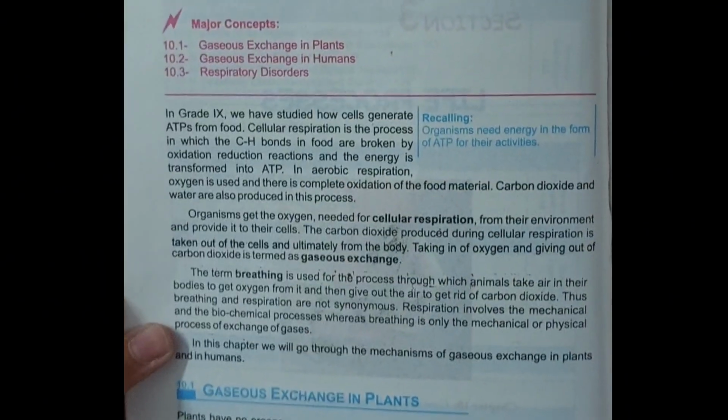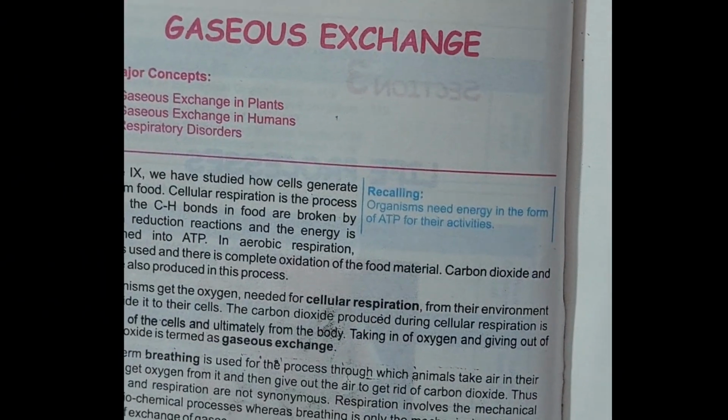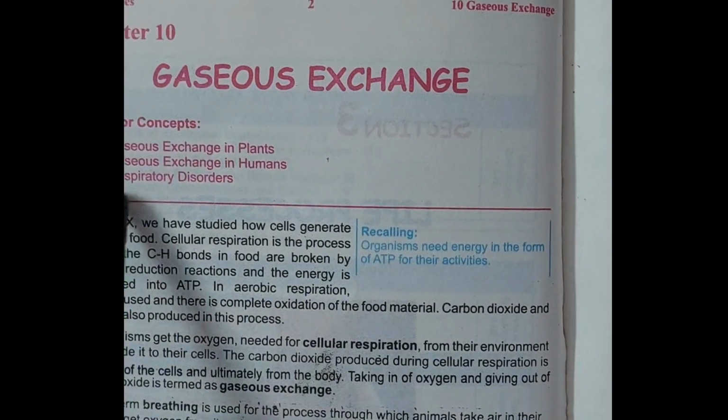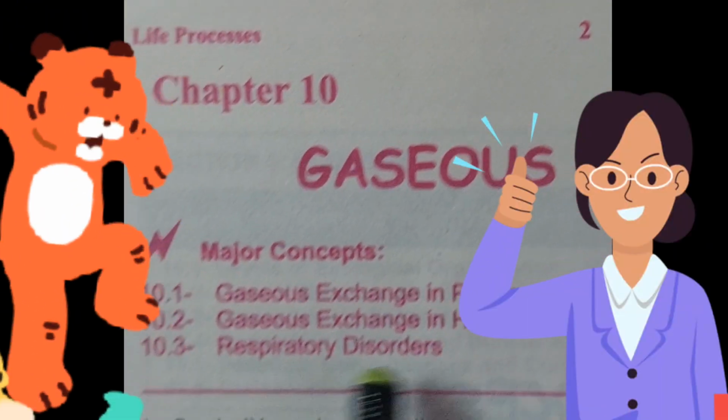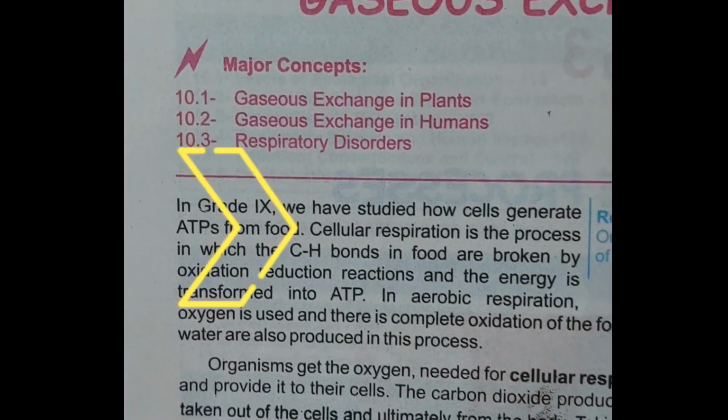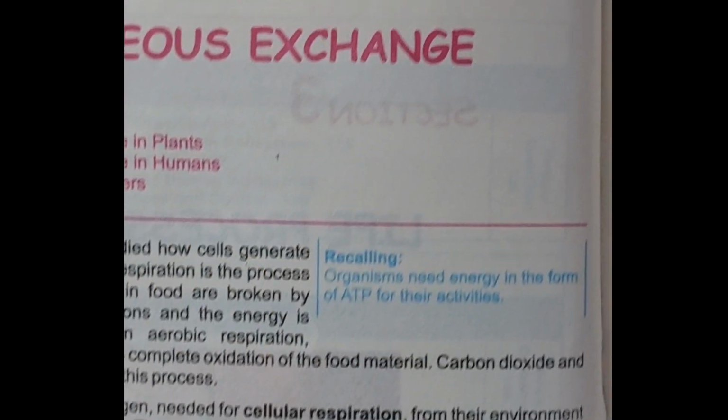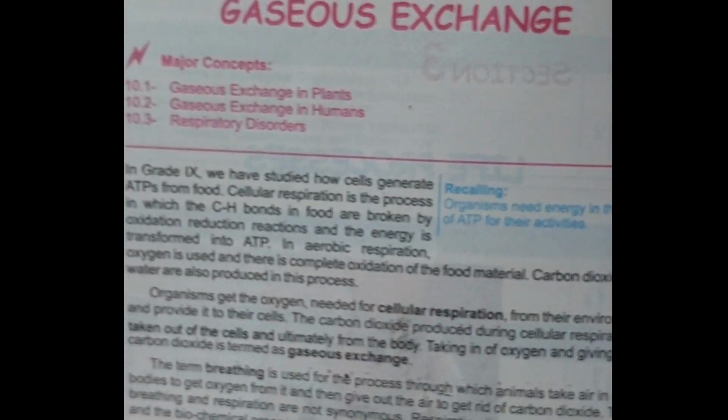Today we will study Biology Grade 10, Chapter 10, Gaseous Exchange, in which we will learn the gaseous exchange in plants, gaseous exchange in humans, and respiratory disorders. So let's start. As you have already learned in Grade 9, cells generate ATP from food.